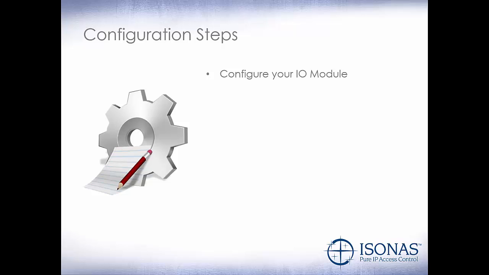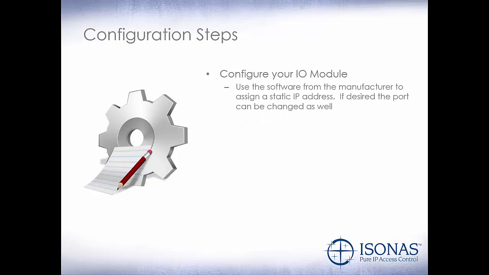So what are the configuration steps? First, we need to configure the IO module. We're going to use the software from the manufacturer to assign a static IP address. If desired, you can change the port as well. We need to confirm the addresses of the inputs and outputs on the module. We'll need these to program into DBCrystal.